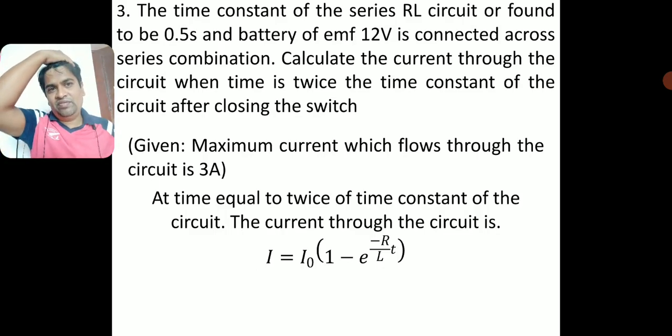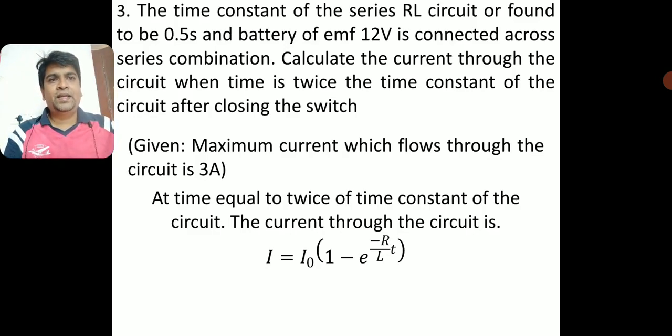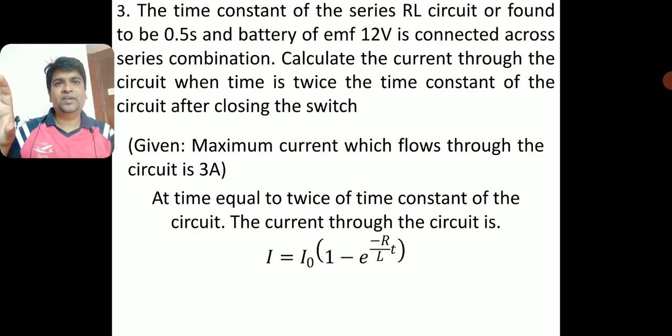Now we have a formula for growth of current in the LR circuit, and that particular formula is I equal to I naught into 1 minus e to the power of minus R by L into T. So here resistance is not given, inductance is not given, they have only given the time, which is 0.5 seconds, and the battery EMF is 12 volts.